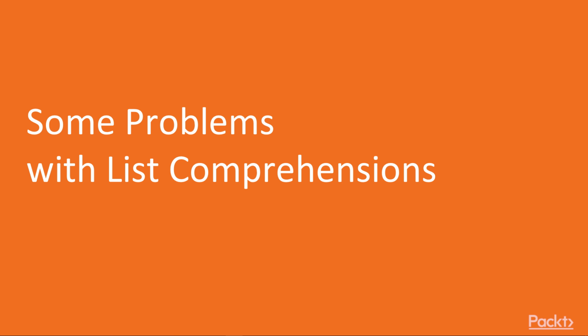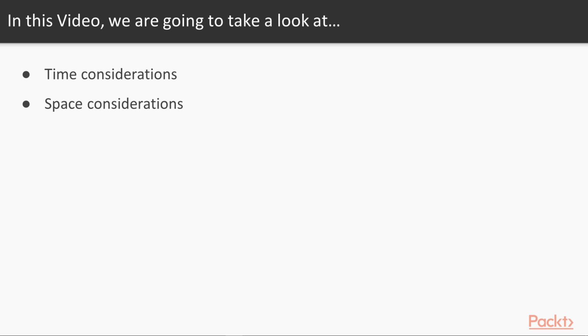This is the first video in our section, Some Problems with List Comprehension. In this video, we'll take a look at some of the reasons that a list comprehension might actually hurt your user's experience. We will learn about the two primary considerations that impact your user's experience. The first and most pressing consideration is time complexity. In other words, how long does an operation take? The second consideration to keep in mind is space. In other words, how much of the system's RAM is consumed with a given operation or object.